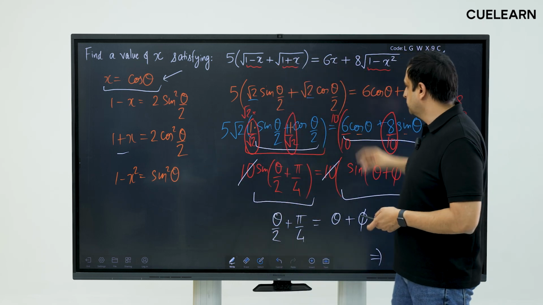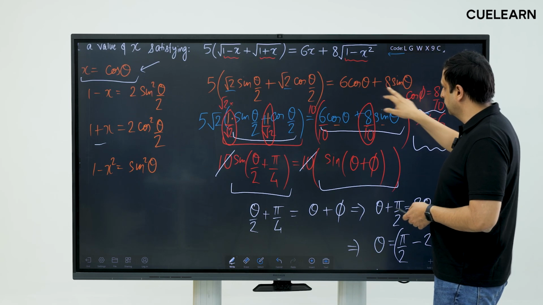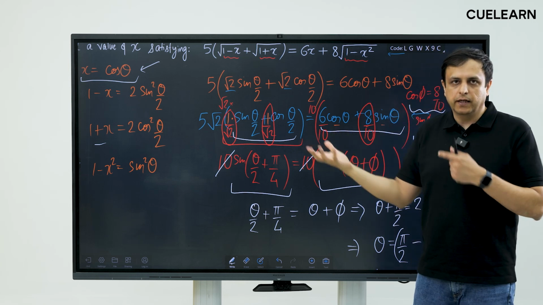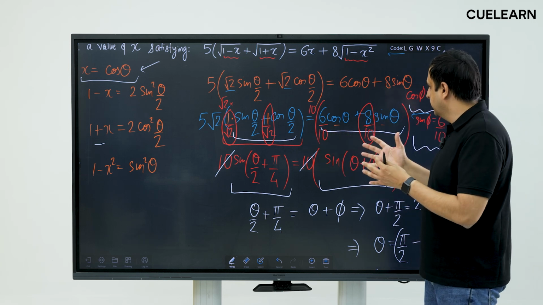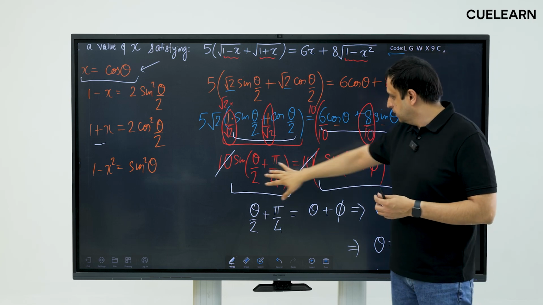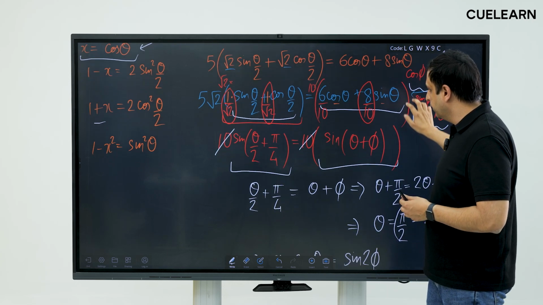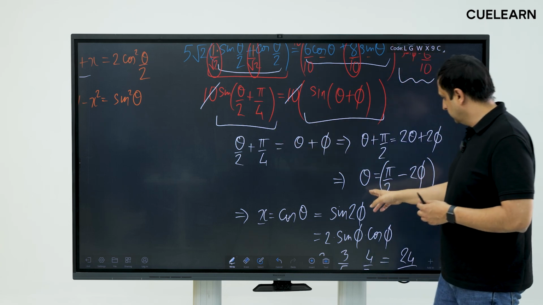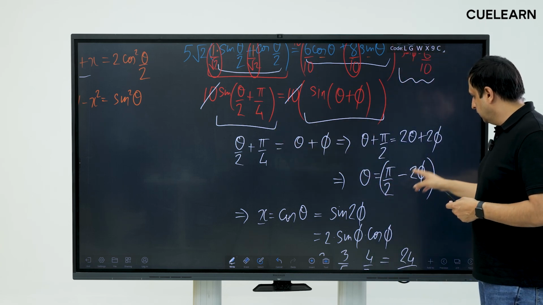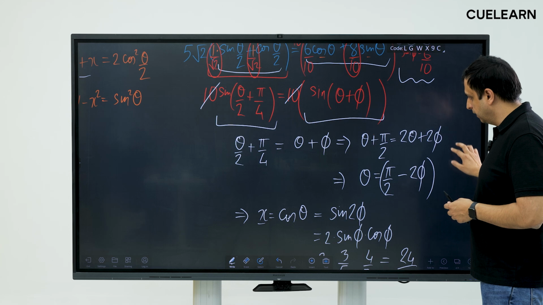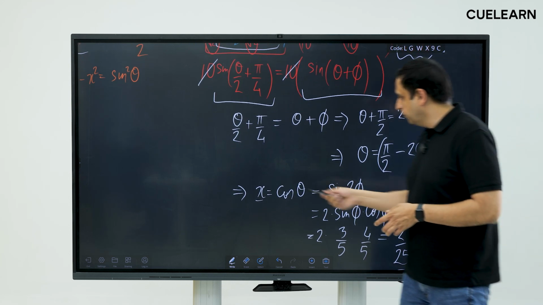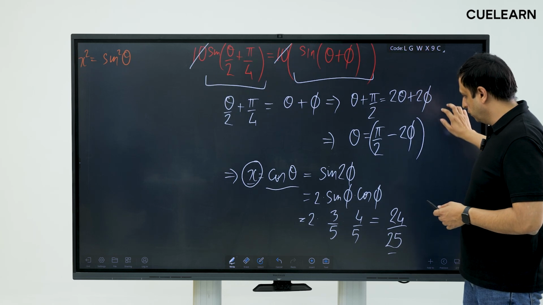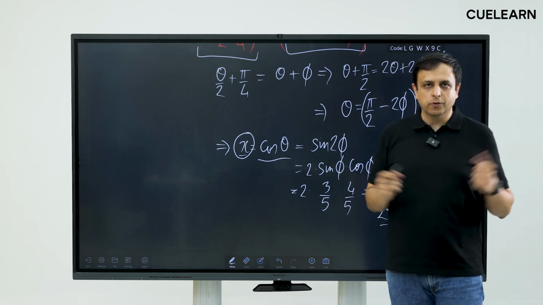So we do this substitution and we get a trigonometric equation, and then we use the linear combination of sine and cos to combine them into single trigonometric terms like this, and from where we could equate the arguments to get a value for theta in terms of a constant angle, and then the value of x, which was the original variable, was simply cos of theta, which we found to be 24 by 25. So that concludes our solution.